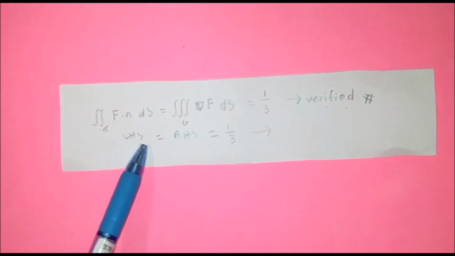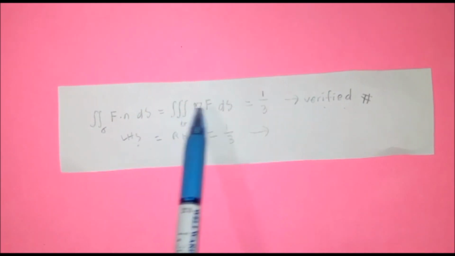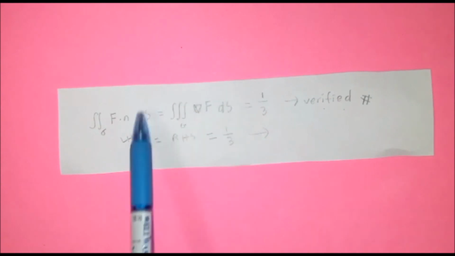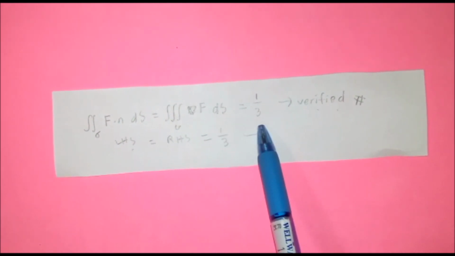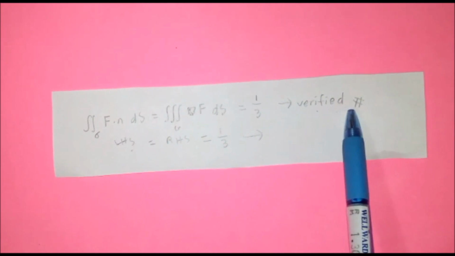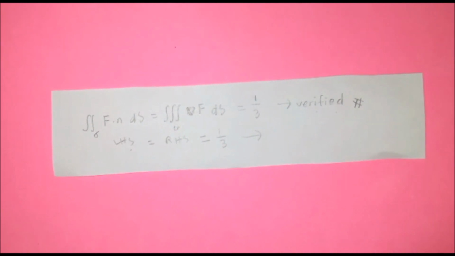After we calculate the value of F dot n dS and divergence F dV, we got that both of these give the same value, which is 1/3. So this verified the divergence theorem. That's all from me. Thank you.